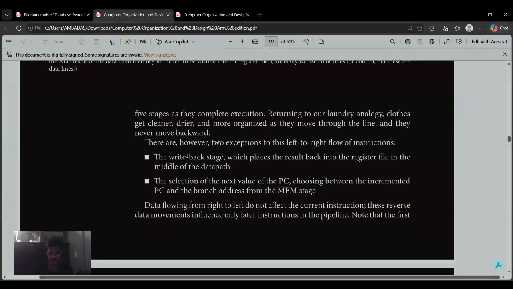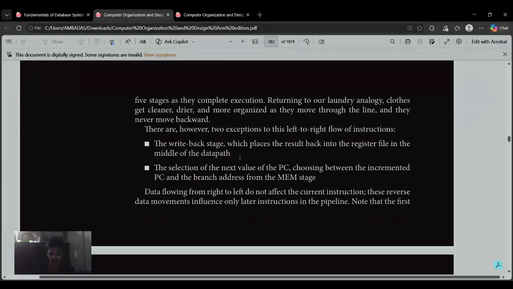And there are a few exceptions, like the write back stage, which places the result back into the register file in the middle of the datapath. And the other one is the selection of the next value of the program counter, choosing between the incremented program counter and the branch address. I hope these points are clear to you guys, and things are not that complex. Let's move on.